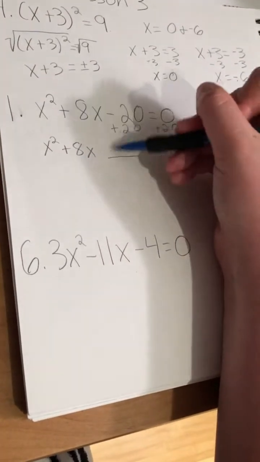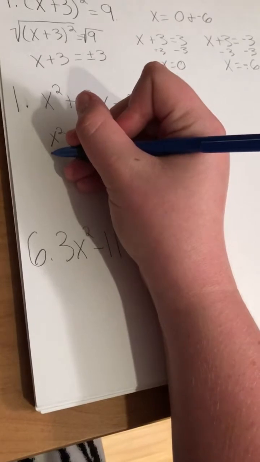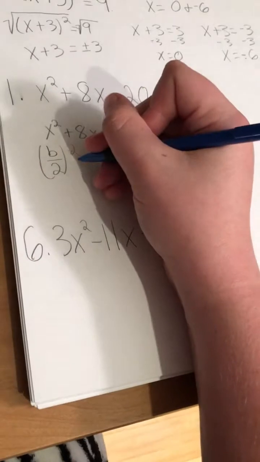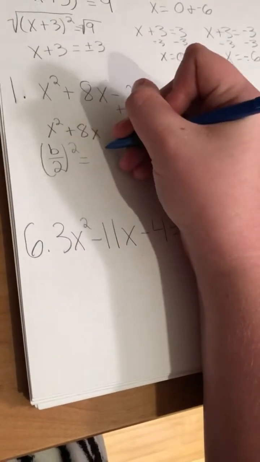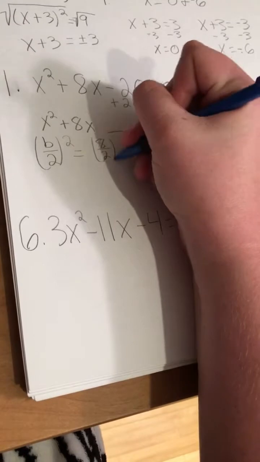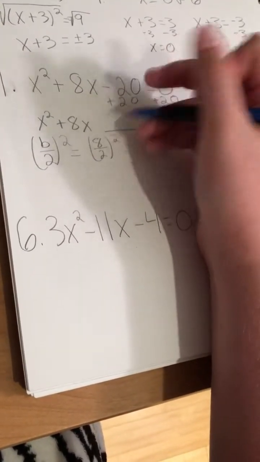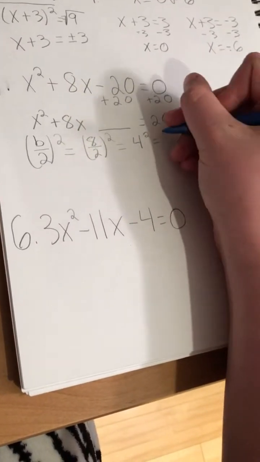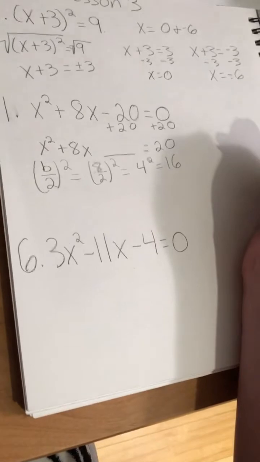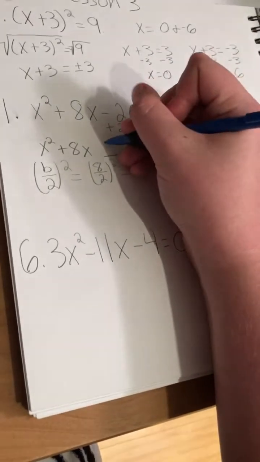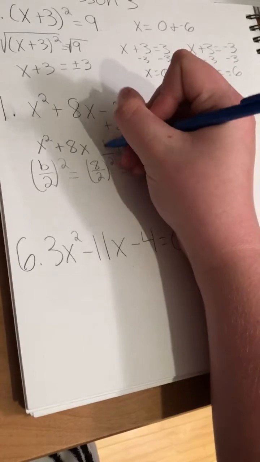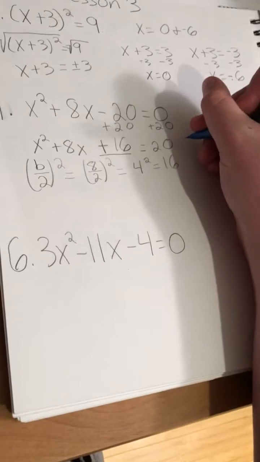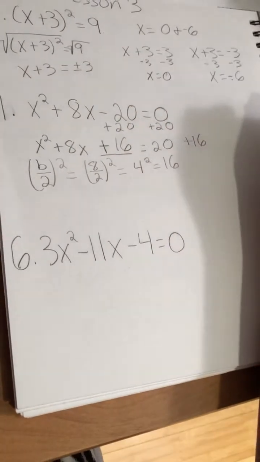Now, how we find this something is by using (b/2)². So our b is our 8, divided by 2, squared. 8 divided by 2 gives us 4, and we have it squared. So our something is going to be 16. So our 16 is going to allow us to complete the square. So we have positive 16. But because we do something on one side, we have to do it to the other. So we're going to add 16 on the right side.